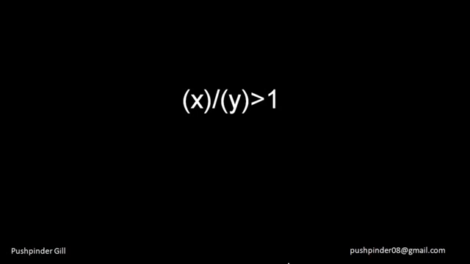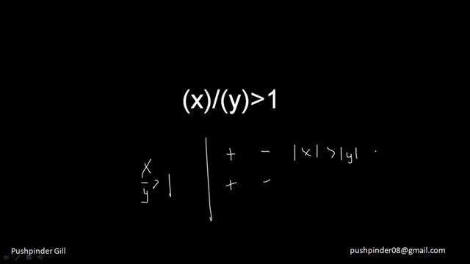Okay, now when they say that x upon y is greater than 1, what would you mean by that? Now there are two things involved here. The information you can generate from this is either both are positive, or both are negative, and the magnitude of x is greater than the magnitude of y. You say the modulus value. So if I say x upon y is greater than 1, then you're sure either both of them are positive or both of them are negative, and the magnitude of x is greater than the magnitude of y, right?